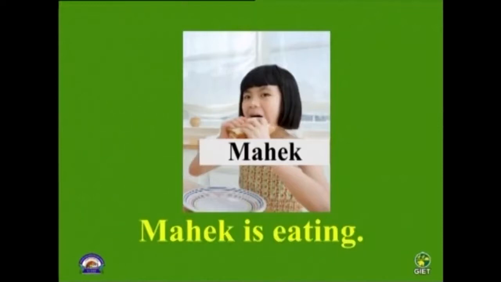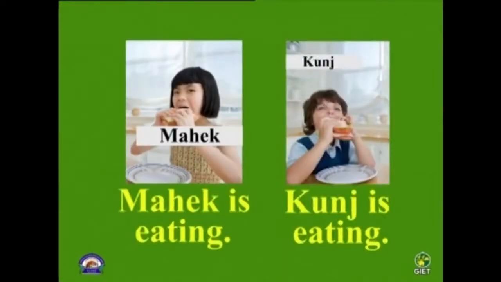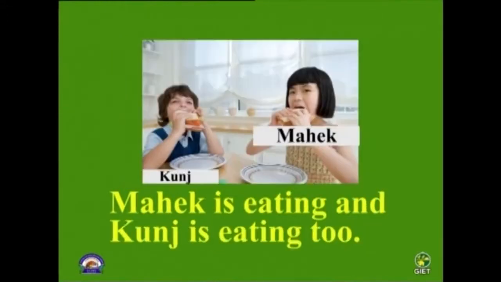Number 2. Mahek is eating. Kunj is eating. Now listen carefully. I am joining two sentences. Mahek is eating and Kunj is eating too. Now listen to the use of and, too in this sentence.